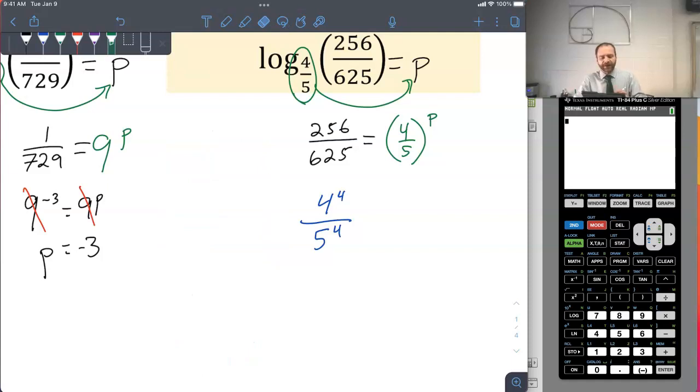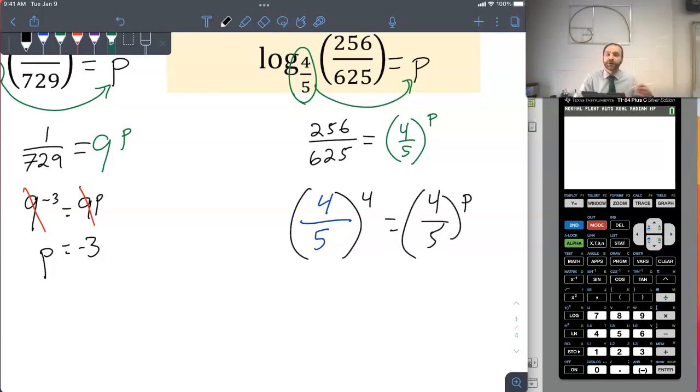But there's a better way of writing it. I'm not going to do each one to the 4th power. I mean, the whole thing is being raised to the 4th power. I'm going to make it look like the right-hand side. So this says 4/5 to the 4th power equals 4/5 to what power? Bases match. Lo and behold, the power is 4. And so that's how we go about it.